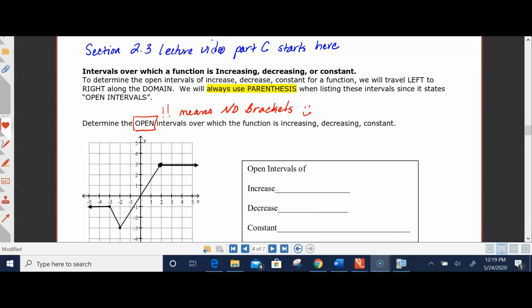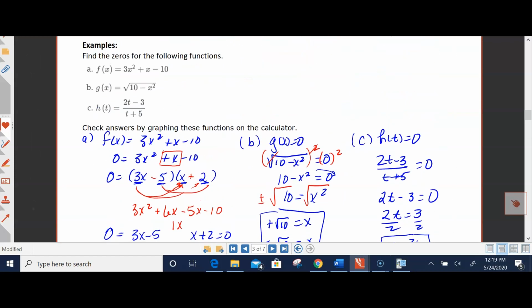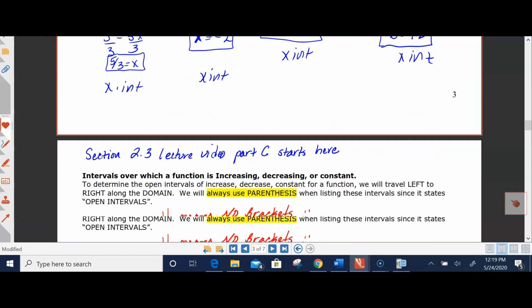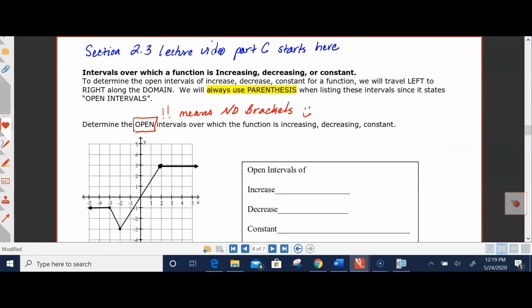Let's continue looking at the different aspects of graphs of functions. We looked at the vertical line test. We looked at finding domains and ranges and function values. We looked at finding zeros. Now let's look at intervals of increase, decrease, or constant.